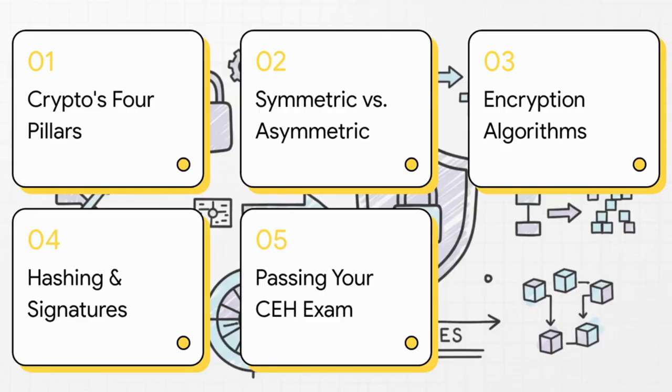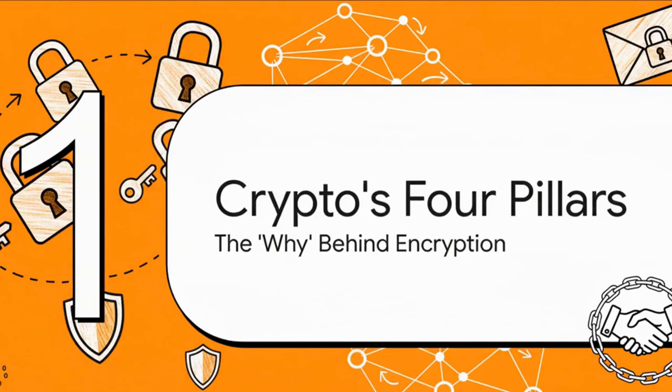So, here's our game plan. First, we're going to look at the why, cryptography's 4 pillars. Then we'll get into the big debate, symmetric versus asymmetric keys. After that, we'll meet the actual algorithms you'll see on the exam. And finally, we'll cover hashing and digital signatures, wrapping it all up with how to think about this stuff to pass your CEH.